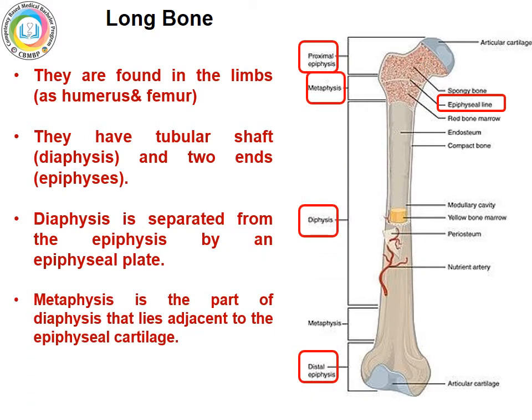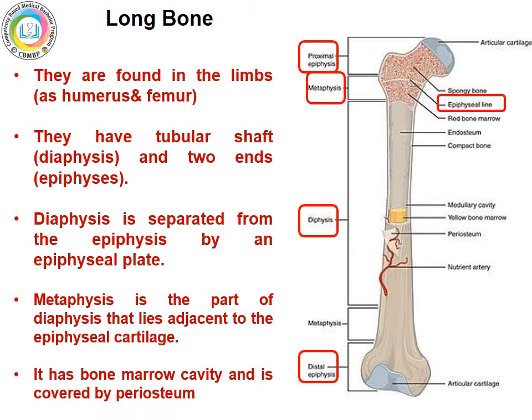Metaphysis. What is metaphysis? It is the part of the diaphysis nearest to or adjacent to the epiphyseal cartilage or epiphyseal plate. The long bone has a bone marrow cavity. You can see here there is a cavity containing the bone marrow, and it is covered by periosteum, the covering of the bone, called periosteum here.